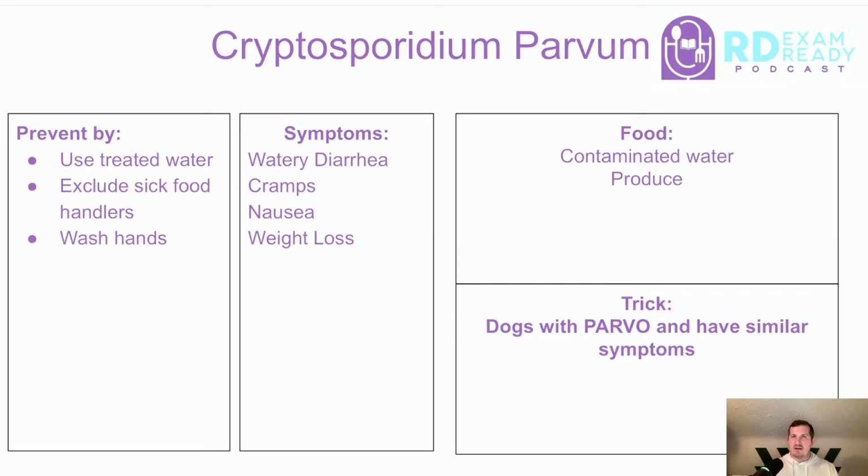Cryptosporidium parvum, maybe another one you're not as familiar with, but it was mentioned in this text, so I thought it'd be very good. Cryptosporidium parvum is prevented by using treated water. So again, we're coming back to the water for almost all of these parasites. Exclude your sick food handlers that may have the parasite and make sure everyone washes their hands as they should. The symptoms of it are watery diarrhea, cramps, nausea, and weight loss. The foods that we would see would be contaminated water, and then the produce that is washed with that contaminated water, that's how it's going to end up with that condition too.